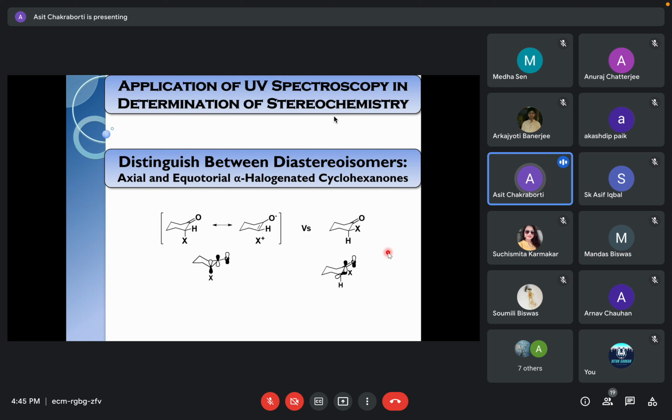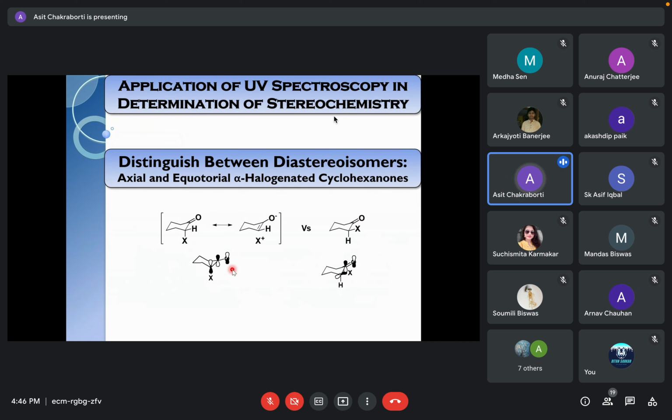Routinely we very rarely use the n-pi star transition, but you can use it now. Looking at the n-pi star transition, you can tell whether the halogen is in an axial or equatorial position. In general, axially halogenated cycloalkanones have a bathochromic shift of a minimum of 10 to 12 nanometers. It becomes 20 nanometers for bromine, and at least 30 nanometers for iodine. So the halogenated axial compound undergoes a bathochromic shift for the n-pi star transition compared with the equatorial compound.